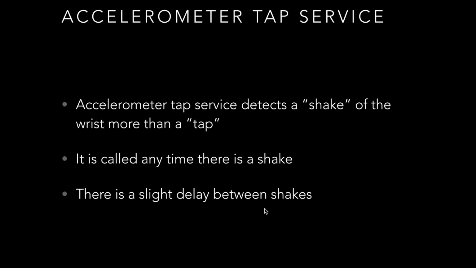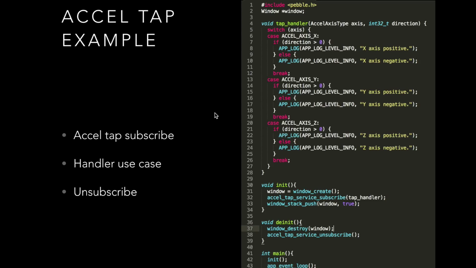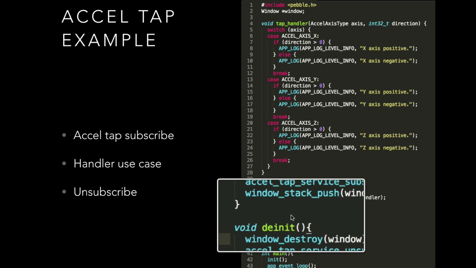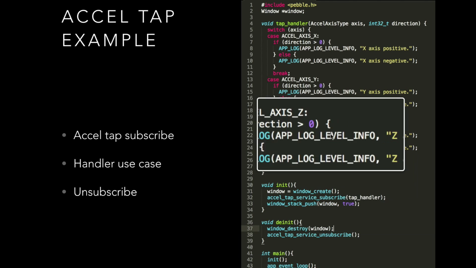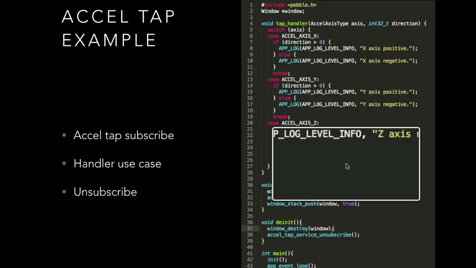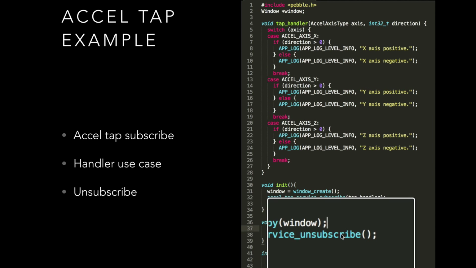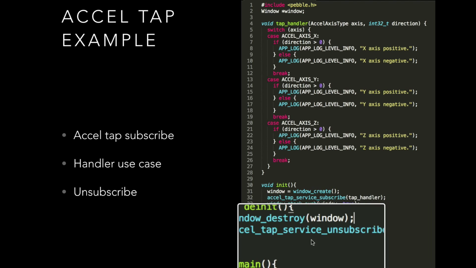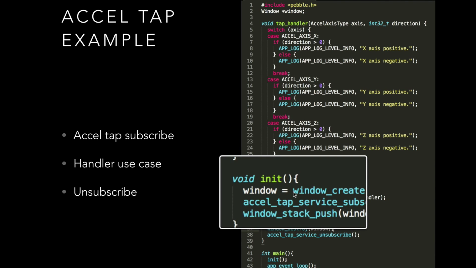So it's called anytime there is a shake, but there is a little bit of a wait interval between shakes, so you can't keep shaking repeatedly and it keeps calling the handler. You have to wait a little bit. It's like a 2-second delay probably. So here's a simple tap example. So here we are. We have our service being subscribed, tap handler. Here's our typedef. We'll go over that in a second. And we also have our unsubscribe function. So no parameters in here. Very simple, just like the other services.